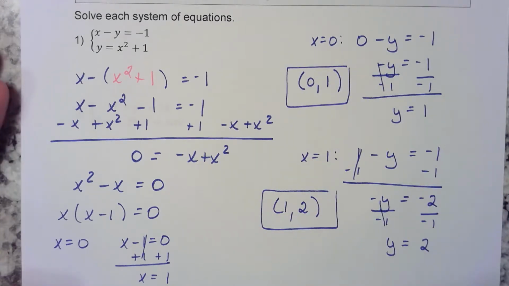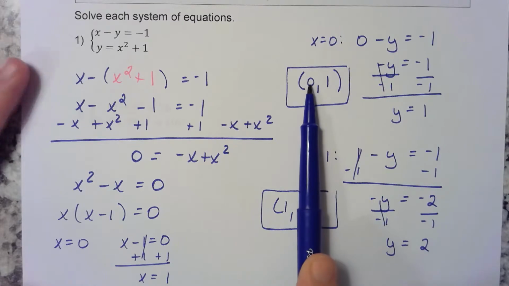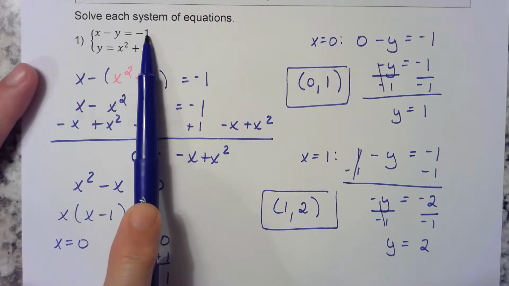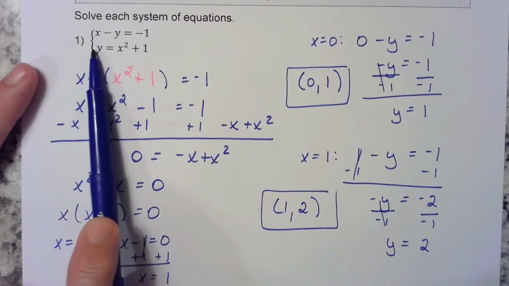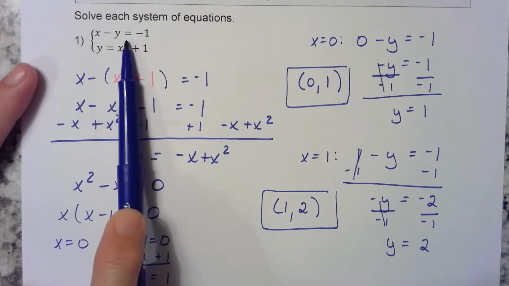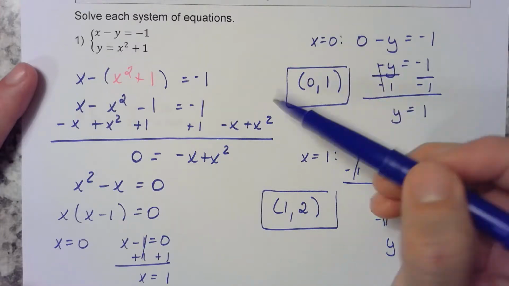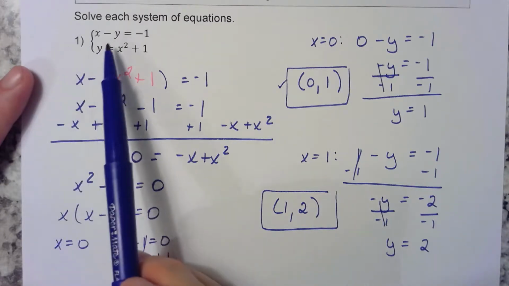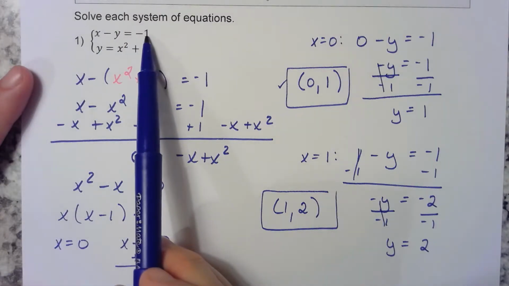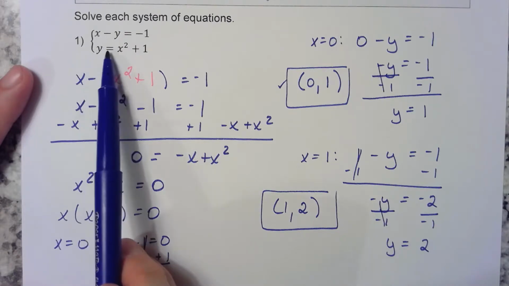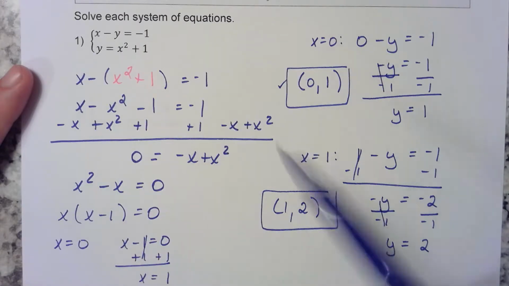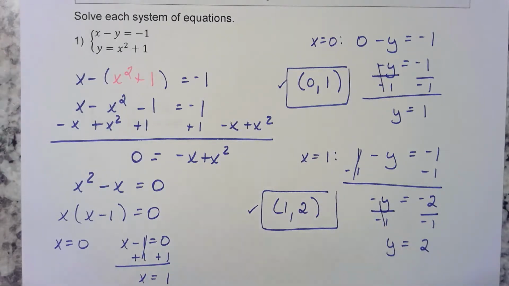x is 0, y is 1. So I have 0 minus 1 equals negative 1. That works. Here we have 1 equals 0 squared plus 1. Well, 0 squared plus 1 is 1, and that is equal to 1. So this one works. Well, what about 1, 2? x is 1, y is 2. We'll have 1 minus 2 equals negative 1. That works. Here we have 2 equals 1 squared plus 1. Well, 1 squared is 1 plus 1 is 2. 2 equals 2. That one also works. So even if you don't write down that you checked it, at least check it.